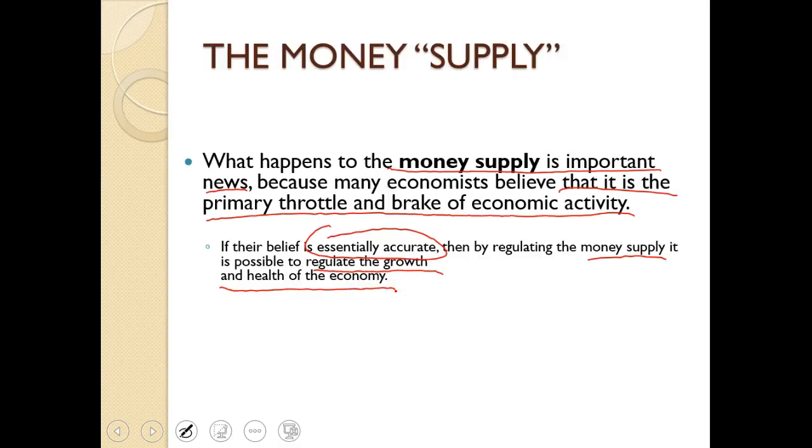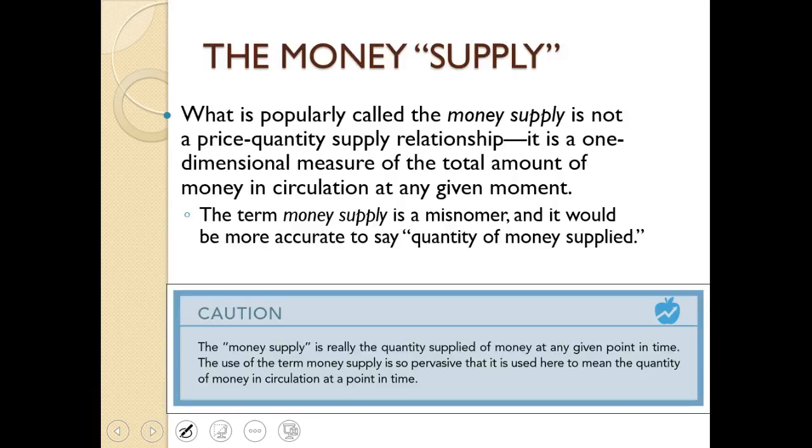So what exactly is the money supply? Well, what is the money supply? It is not a price-quantity supply relationship. So if we remember back to chapter 3 in this book, we said that supply is a relationship between price and quantity. Well, the money supply is not a relationship.